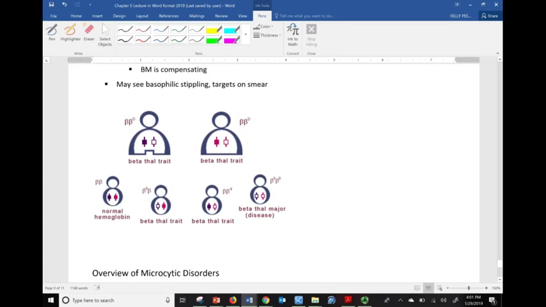Mom on the left has beta thalassemia trait, as does dad on the right. They are each missing one gene. They could have a child with normal hemoglobin, they could have a child with beta thalassemia trait that looks just like they do, or they could have this beta thalassemia major where there are no functional beta globin genes. And in your book it talks about this beta 0 where no chains are produced, and then beta plus where only a little bit of chains are produced. So there are some other little odd side things associated with beta thalassemia that people can have.